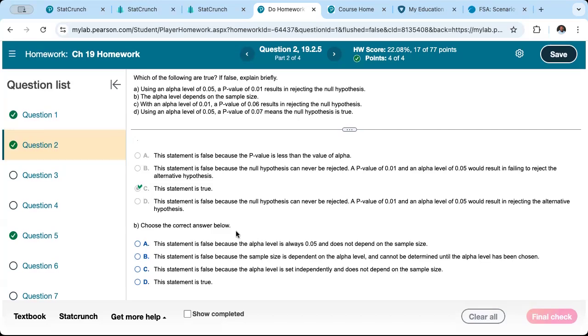So when we look at the options here, we can clearly see that D is out. And so C is the right statement, because you can see this statement is false, because the alpha level is set independently and does not depend on the sample size.